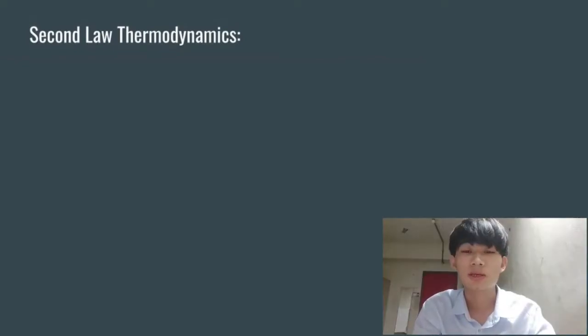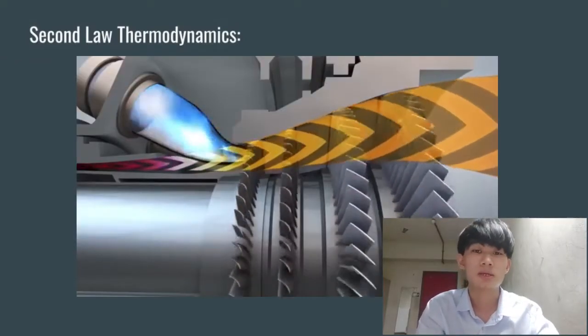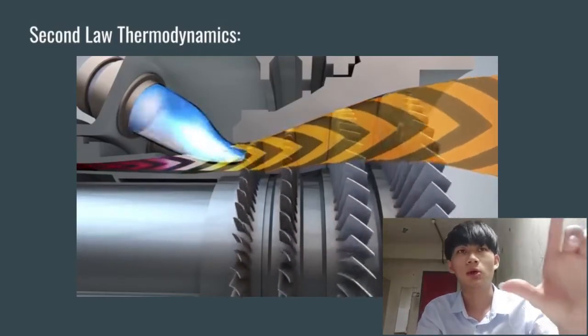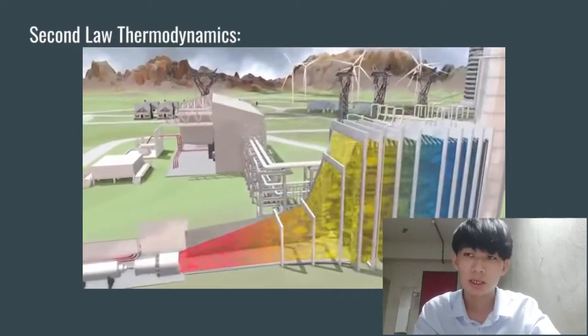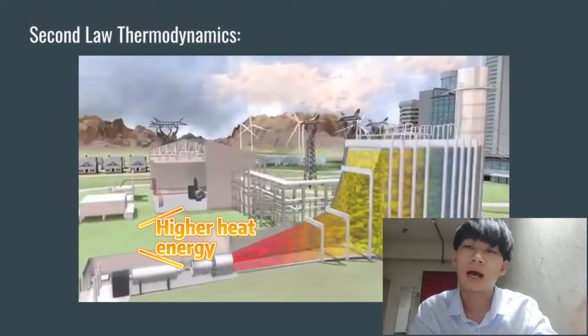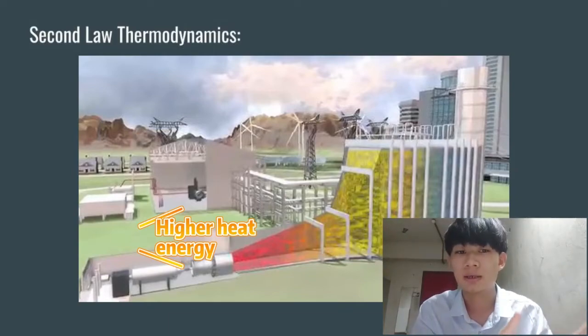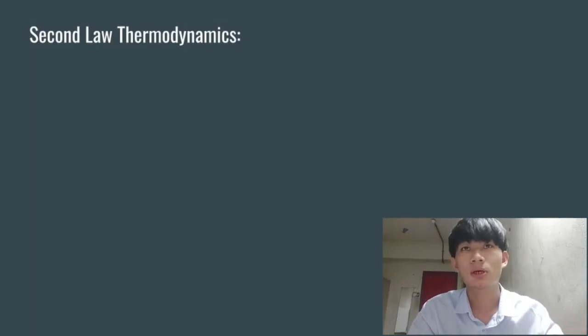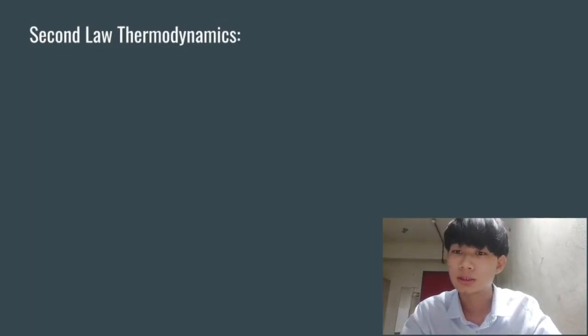From the example, you can see the second law of thermodynamics is applied where the heat energy produced by the combustion chamber is transferred to the boiler. At the combustion chamber or the outlet of the gas turbine, the energy is high. It has higher energy than the boiler, where the boiler has lower heat energy. So it follows the second law of thermodynamics, and it is directional and irreversible.